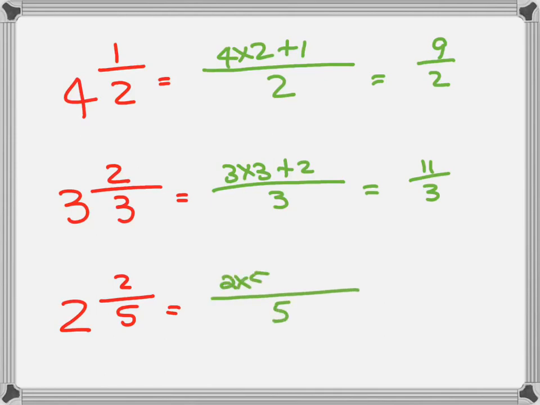2 times 5 plus the 2 at the numerator. 2 times 5 is 10, plus 2 is 12. Did you get those? I hope you did. It's a very important skill to have. You're going to be using it in all of your fraction problems going all the way up to matric, grade 12. See you in the next lecture.